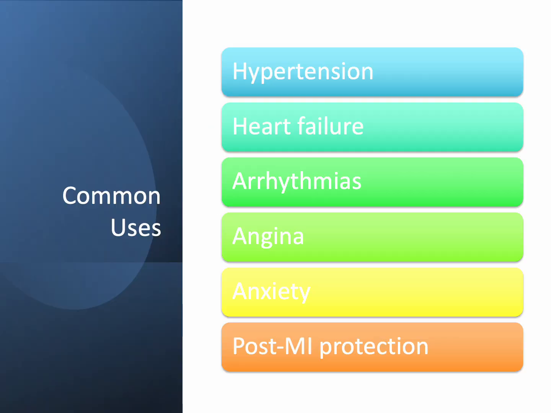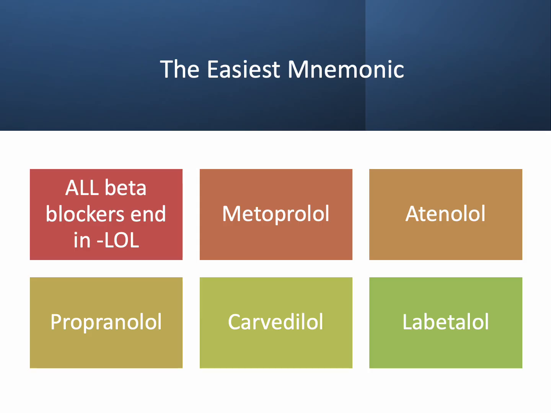So what are we using beta blockers for? A lot of times we use them for hypertension, decreasing your blood pressure, and heart failure. If someone has heart failure, their heart is not working effectively, and it might be working too hard. Also arrhythmias, angina, anxiety. If you have a low dose of a beta blocker like propranolol, that can help with anxiety, and then post MI recovery. Those are common uses for beta blockers.